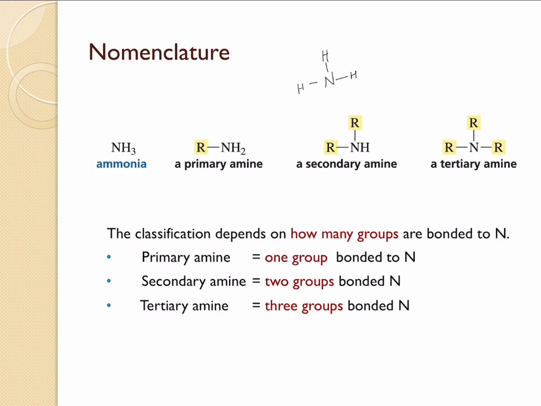If you replace only one hydrogen with an R group or an aryl group, then it's called a primary amine. But if you replace two hydrogens, then it will be a secondary amine. But if you replace all three hydrogens, then it will be a tertiary amine.